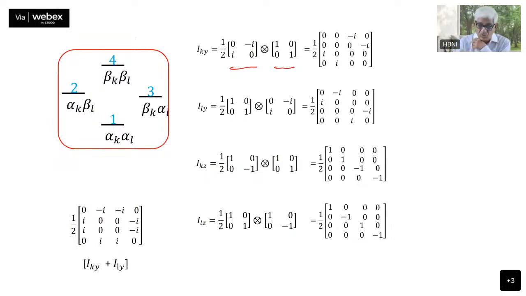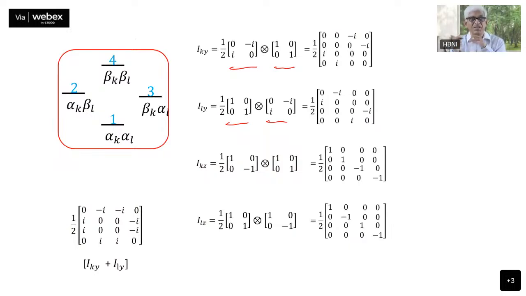Similarly for ILY, I do the same trick. I put E here first, and then I put the IL, the one-spin I matrix. So I get here 0, minus i, 0, 0, 0, 0, 0, 0, 0, 0, 0, 0, minus i, 0.